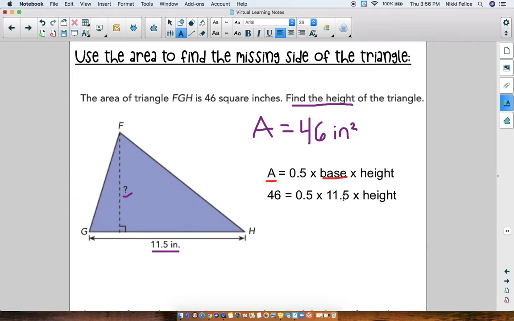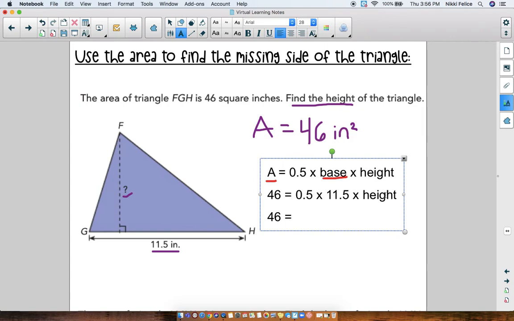Well, this right here is an equation, and you know how to solve an equation, but we're not solving for x. What are we solving for in this problem? We're solving for height, but we're going to do the same thing. 46 equals 0.5 times 11.5.